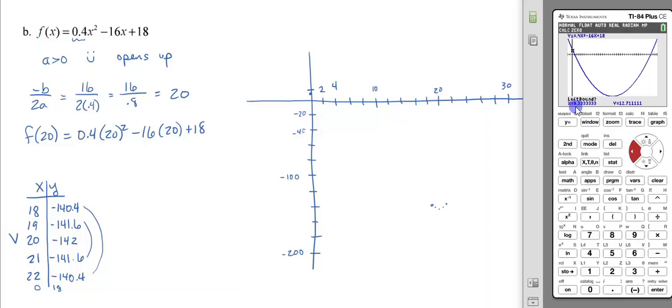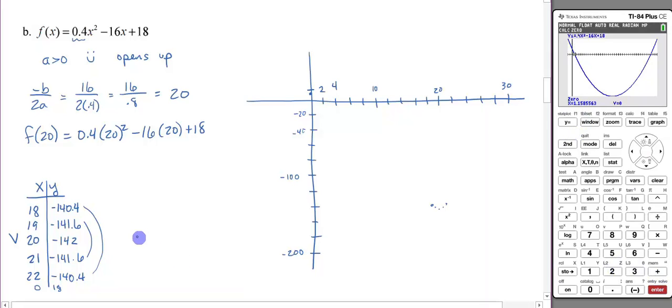Okay, we're to the left of the 0 of the x-intercept, so we go ahead and hit enter. And now it's asking us for the right bound, so we're going to go to the right of the 0. You can see there the y changed from being positive up there to negative down there, so you know that we have crossed over. And go ahead and hit enter one more time, and you'll get about 1.16.